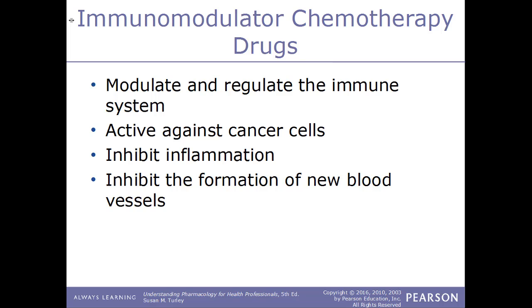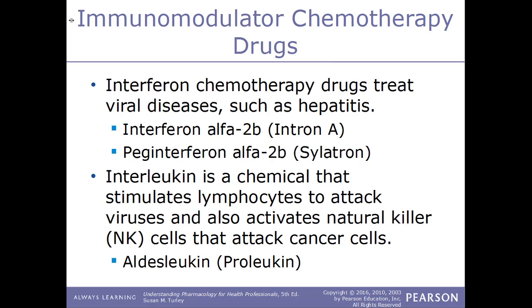Another type of chemotherapy drug is immunomodulator drugs. These will modulate and regulate the immune system, and these are active against cancer cells. The way they act is they will inhibit inflammation, and they will also inhibit the formation of new blood vessels. An example of an immunomodulator chemotherapy drug are interferon chemotherapy drugs.